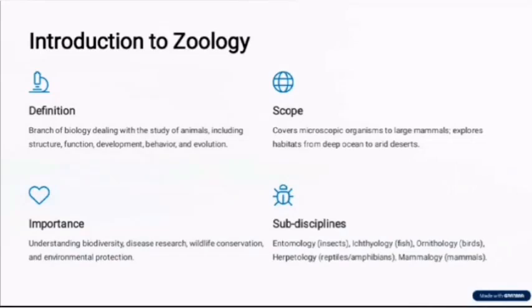Now, what are the sub-disciplines in zoology? Sub-discipline means other smaller disciplines you can study under zoology. Number one is entomology. Entomology talks about the study of insects. Ichthyology talks about the study of fish. Ornithology, that of birds. Herpetology talks about reptiles and amphibians. And then mammalogy, talking about mammals, you and I, your cow, your goat, and the rest of them.